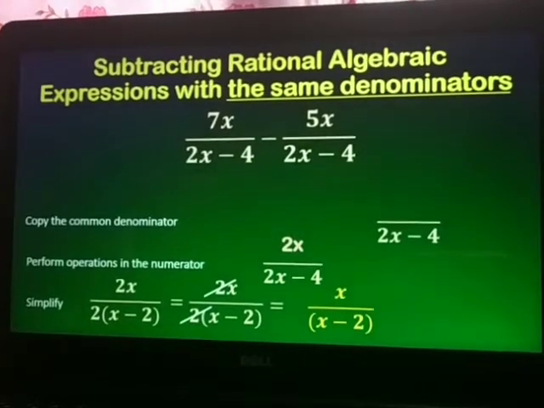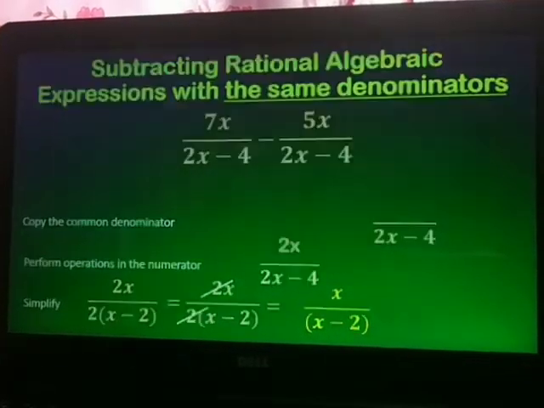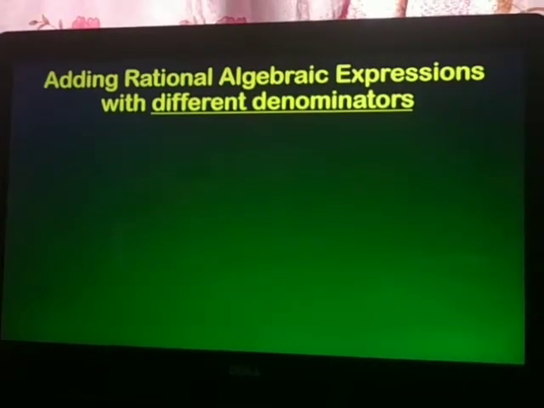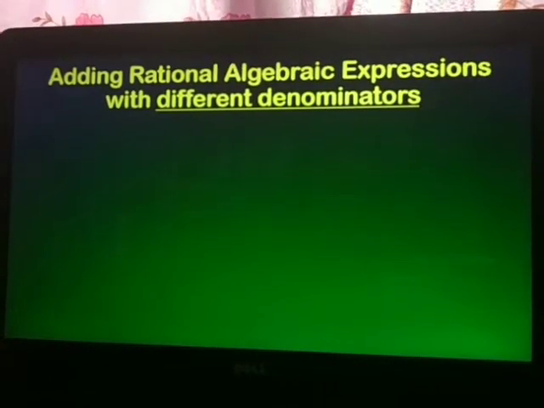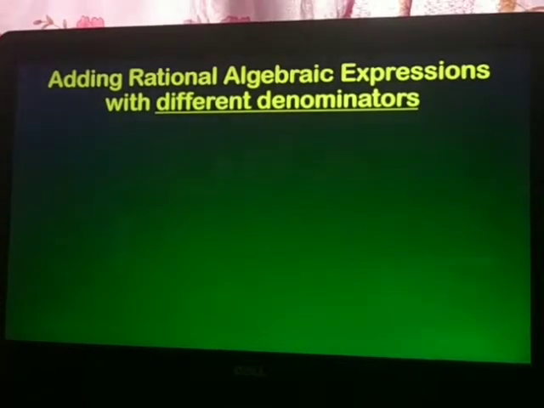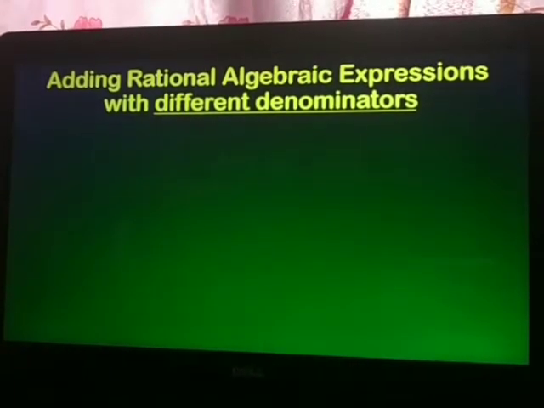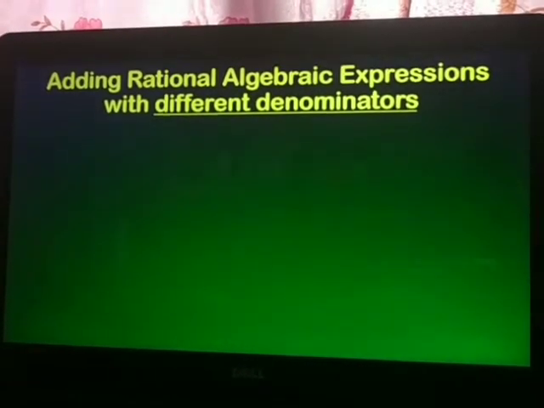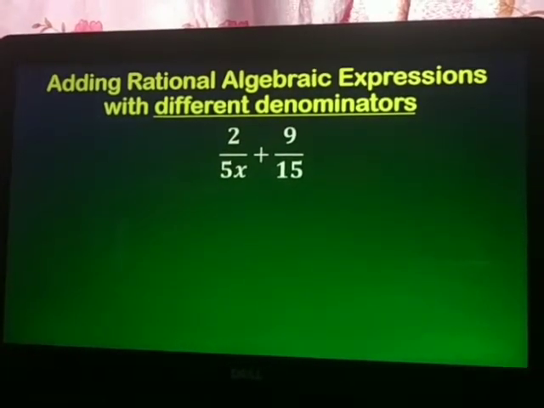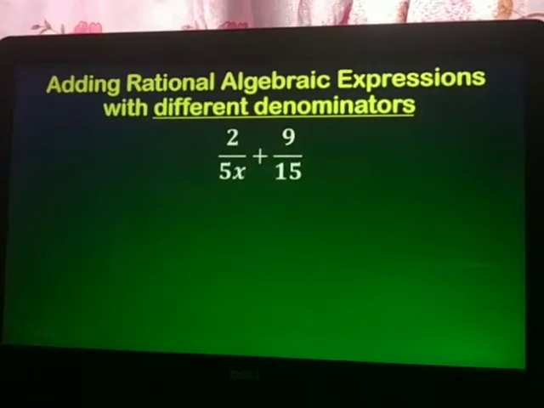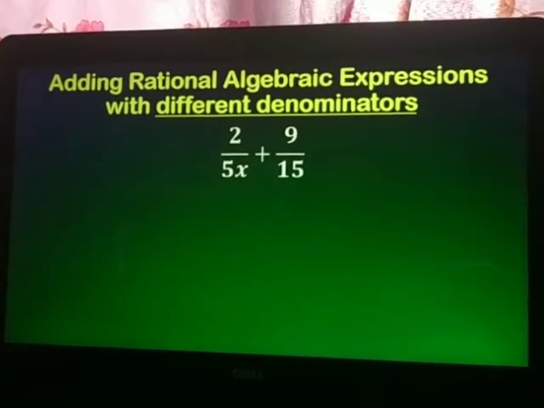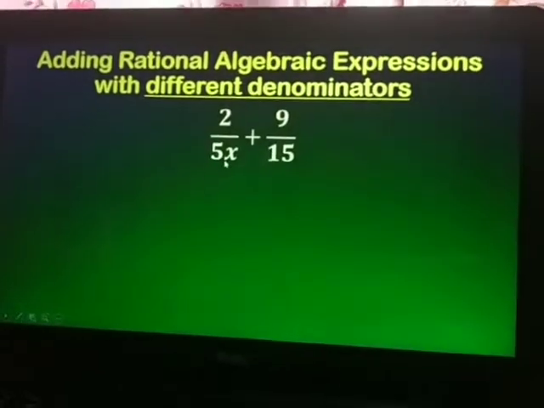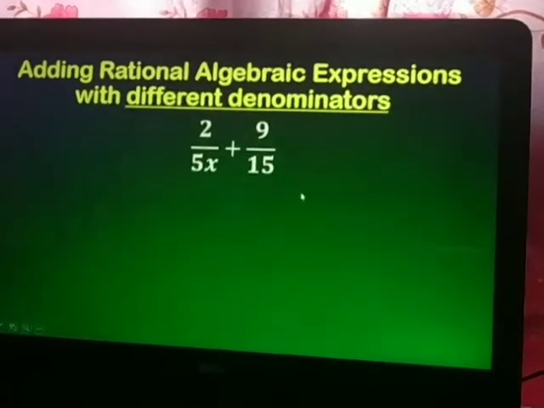That's it. Next, let's go now to the next one. Adding rational algebraic expressions, this time with different denominators. Ano ang gagawin natin kapag magkaiba ang denominators? Let's see. Our given is 2 over 5x plus 9 over 15. Take note that our denominators are 5x and 15. They are not the same.